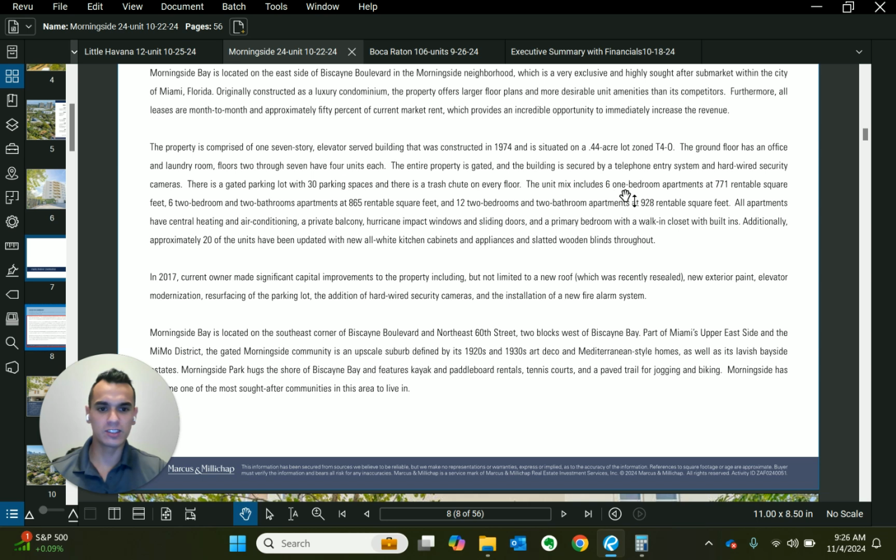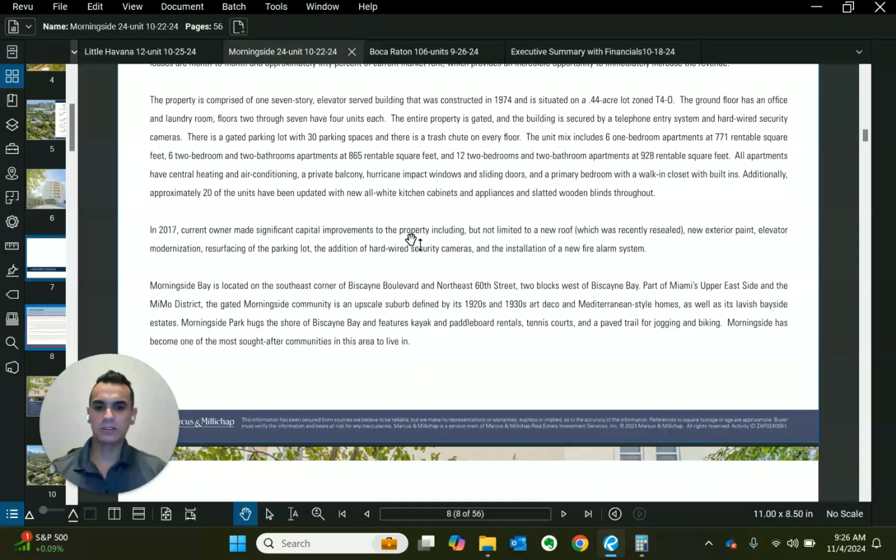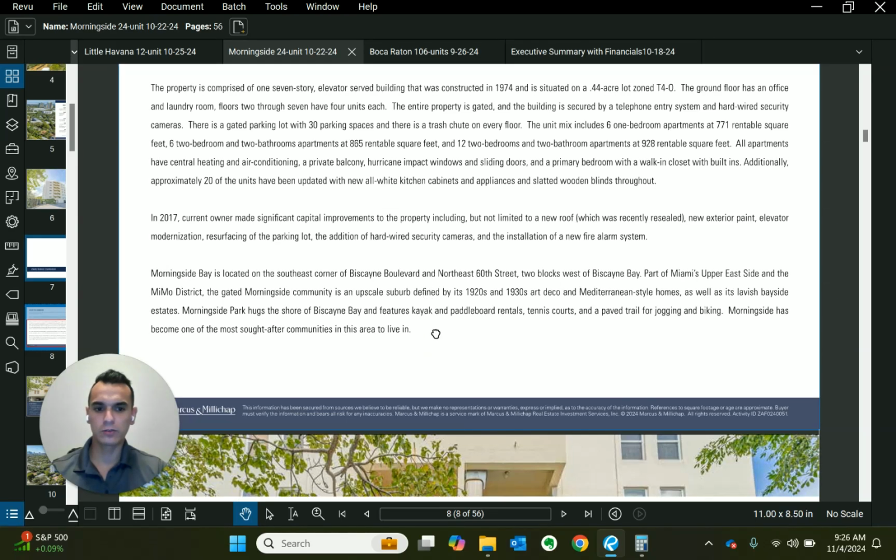Unit mix includes 6 one-bedrooms at 771 rentable square feet, 6 two-bedrooms at 865 square feet, and 12 two-bedrooms, 2 bathrooms at 928 square feet. Good unit mix. All apartments have central heating, air conditioning, private balcony, hurricane impact windows, and sliding doors. That's big in Florida. Additionally, approximately 20 of the units have been updated with all new white kitchen cabinets. So there's 24, so 20 have been updated. Good information. Yeah, as far as descriptions go, this is actually quite useful.